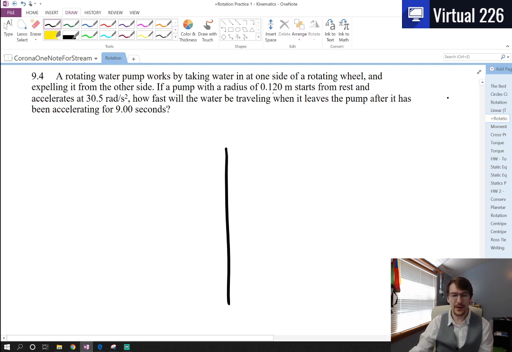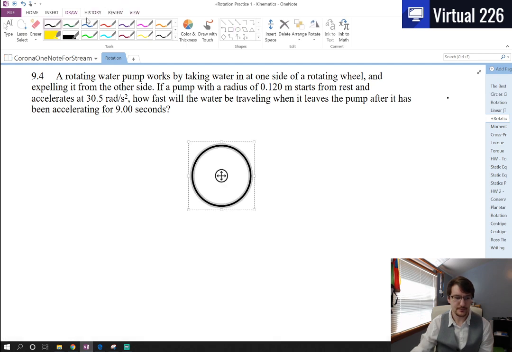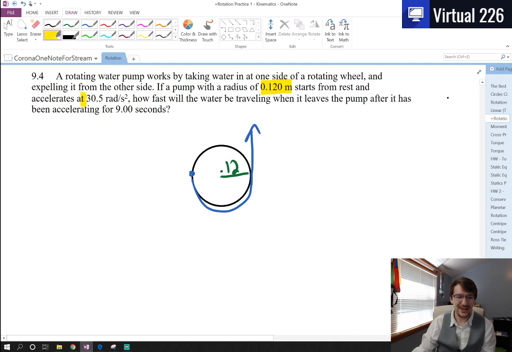So if the pump has a radius of 0.12 meters, let's draw this first. We've got a water pump here. It has some radius of 0.12 meters. And this water that comes through it gets gathered on one side, and then it spins around, and then the water is ejected somewhere else. That's what's going on. Now, we know that radius. We know it accelerates at this rate, and if it's accelerating, this is an alpha right here, an angular acceleration. And it's doing this for 9 seconds, which is a time.